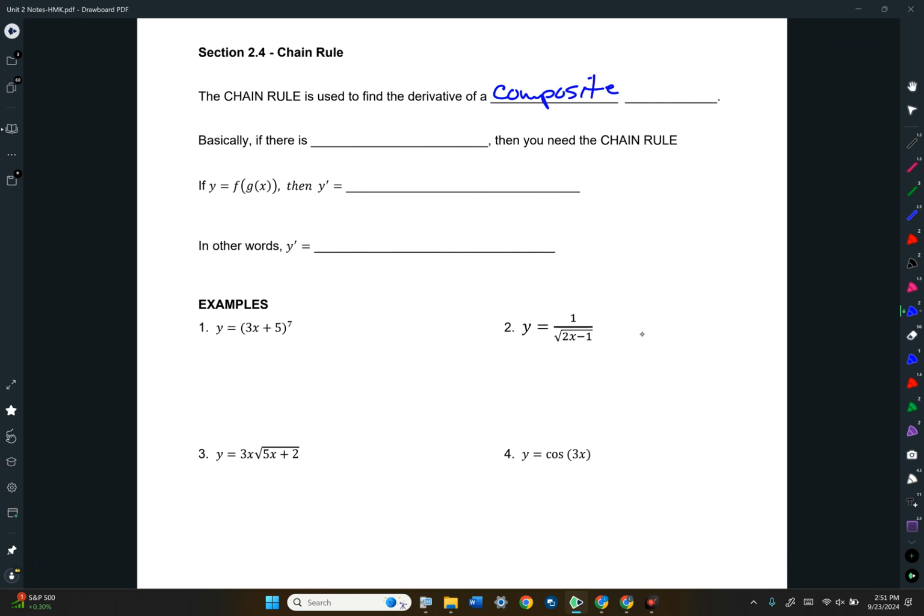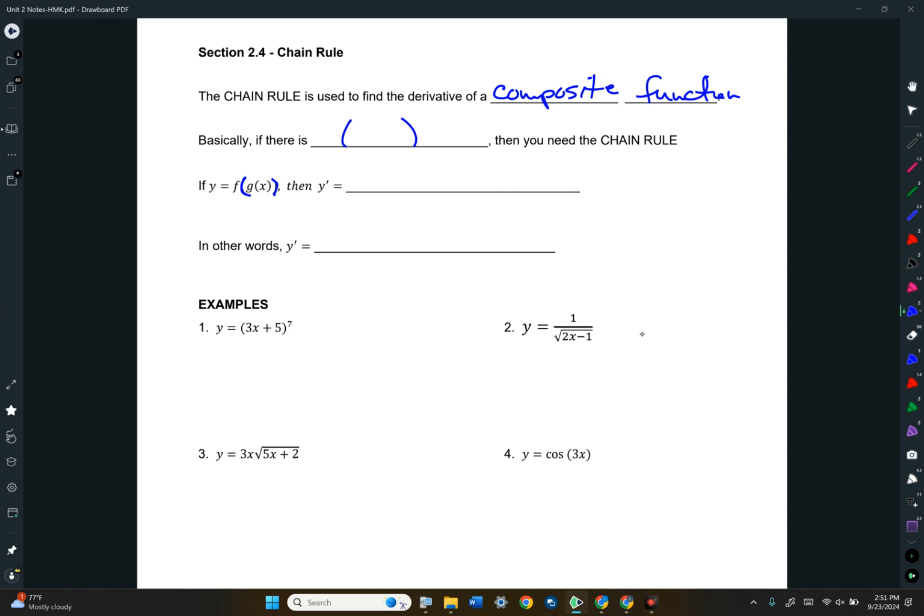And that's only helpful if you know what a composite function is. A composite function is like when you have a function within a function. So basically, if there is a parenthesis, then you're going to need the chain rule. The textbook rule is written this way. If y equals f of g, so here's the parentheses, you have some function inside of another function.